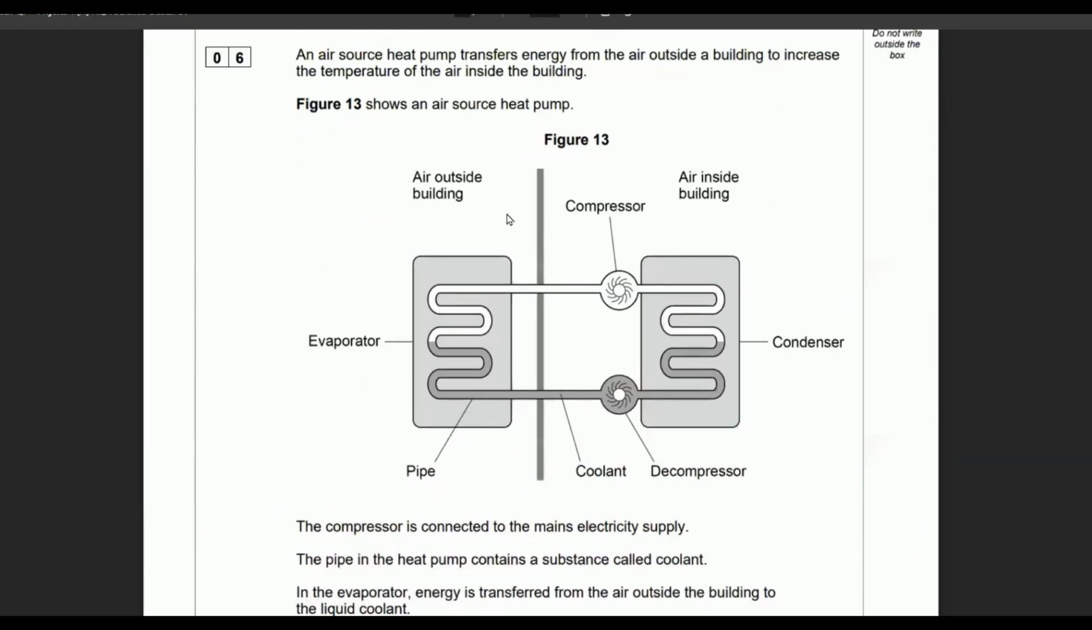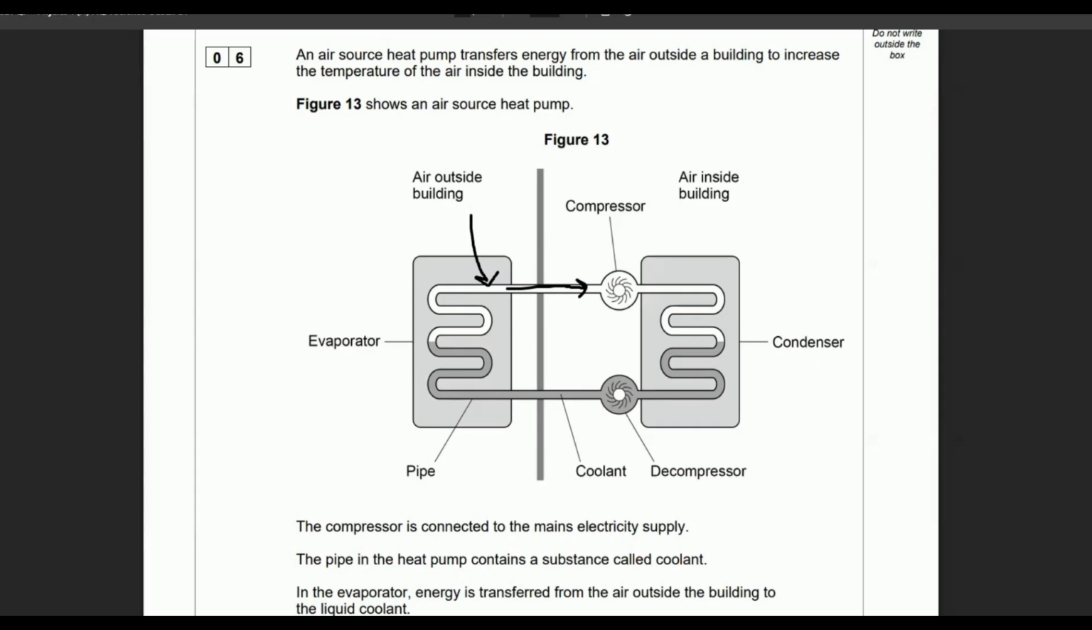So we've got air outside the building. We've got a compressor that's getting electricity supplied to it, and that is giving some of the energy to the inside of the building. But we've also got air outside the building. Remember, it said somewhere here, in the evaporator, energy is transferred from the air outside the building to the liquid coolant. So we've got energy coming in from the air outside the building. So actually, we might be getting 100 joules from the compressor, but we must be getting the other 300 joules from the air outside the building.